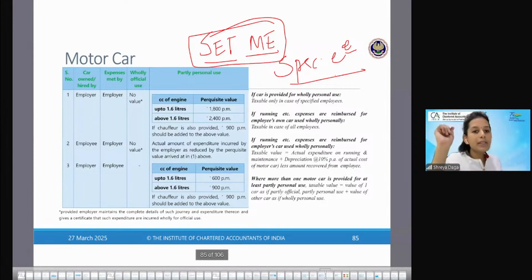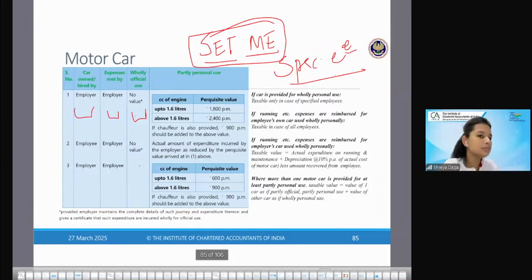How do you calculate the value? If the car is owned by employer or hired by the employer, running expenses, so fuel, parking, met by the employer, and it is given for official use wholly. So employer has given a car to the employee where the car is owned or hired by the employer, the running expenses are met by the employer, and the car is used for wholly official use. Then what value should be perquisite?